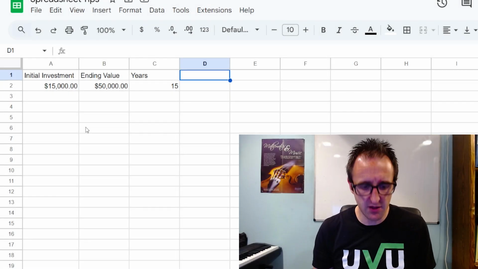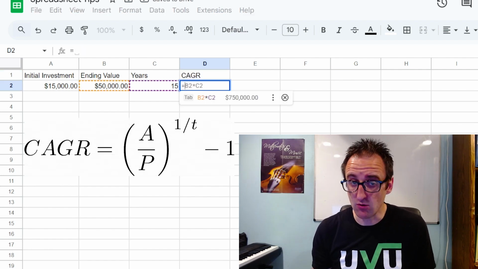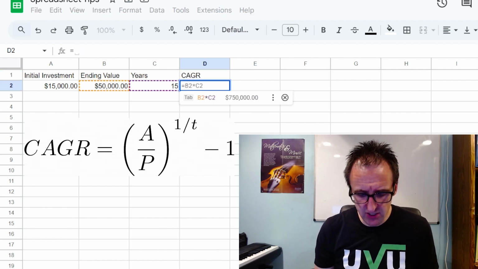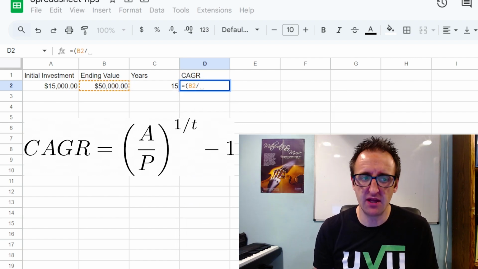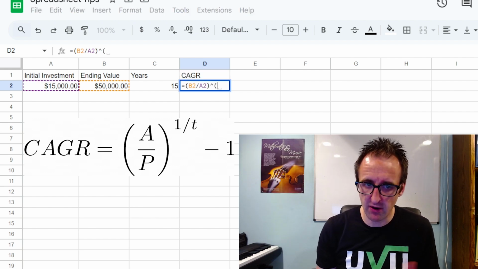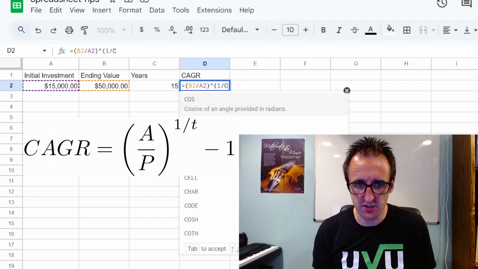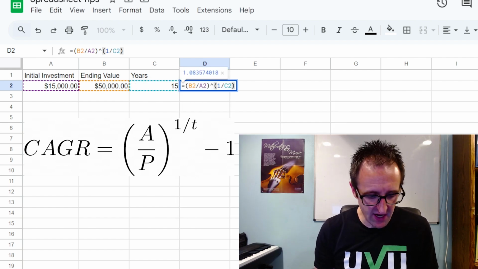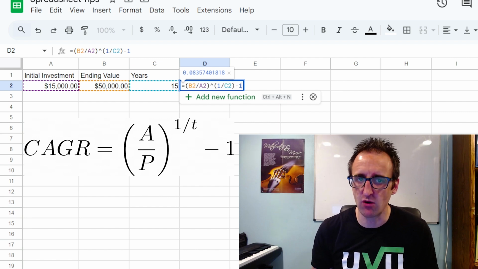So here on this, we're going to make the CAGR. So to cook that up, we're going to say equals, because it's going to be a formula. It is going to take the ending value, B2, and it's going to divide it by the initial investment, A2. It's going to raise this to the power, I got to put parentheses here, of 1 over the number of years, which the number of years is in C2. And then I'm going to subtract 1 from it. And that should be the CAGR amount according to the formula that we had.